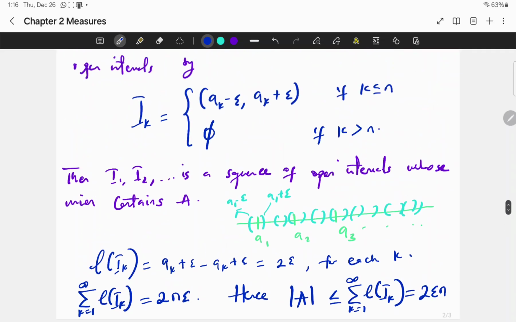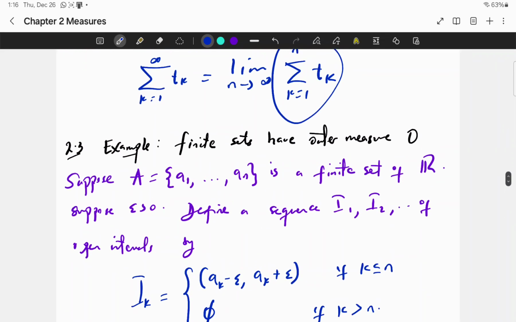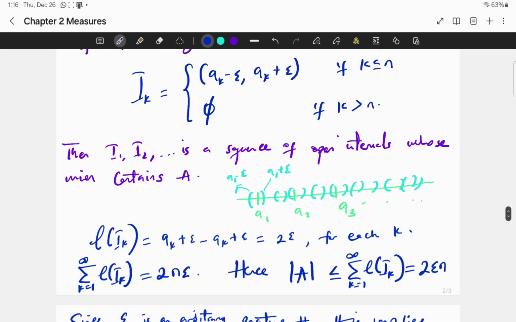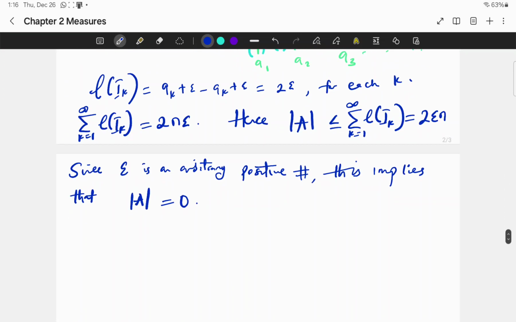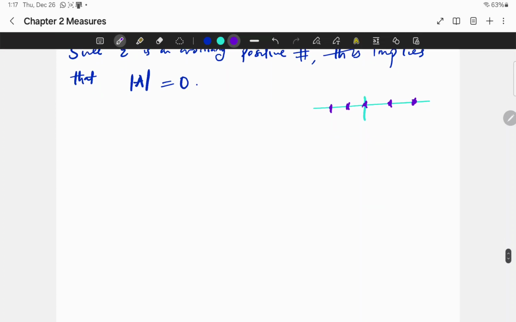Okay, so take note of that: a finite set has outer measure 0. This appeals intuitively, because you cannot measure a single point. If you want to measure the length of this point alone, this point alone, this point alone, you actually have 0.